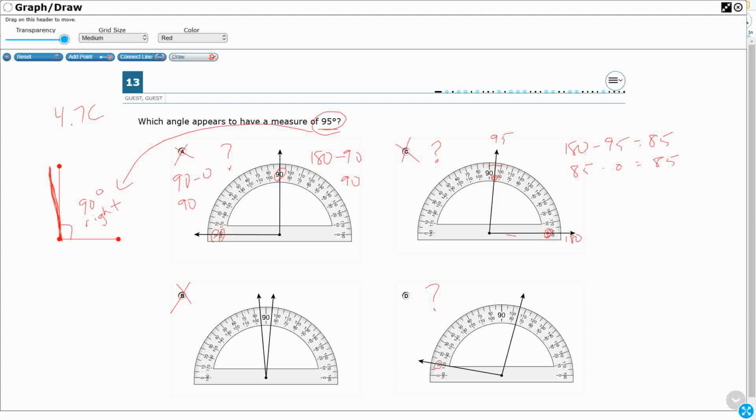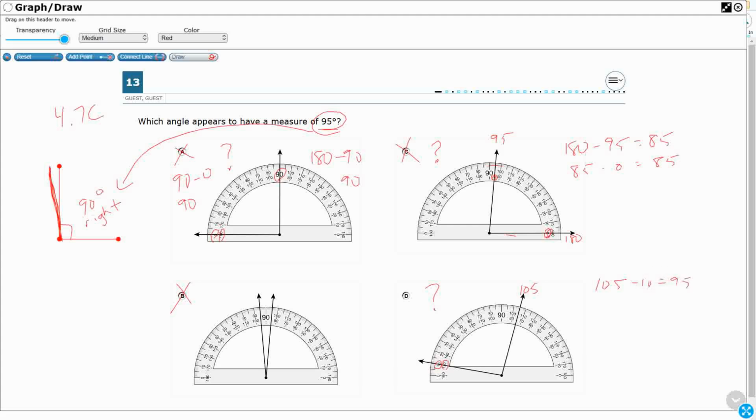So let's check our D. Since it's opening to the left, let's measure the inside. We've got our 10 and we've got our 105. So you have to just know what comes between 100 and 110. So 105 minus 10 equals that 95.